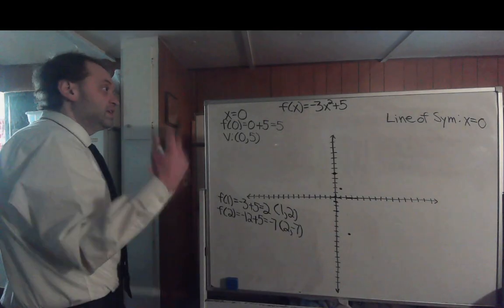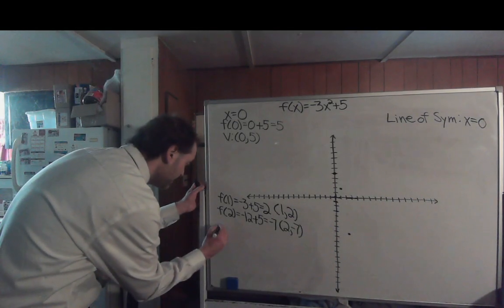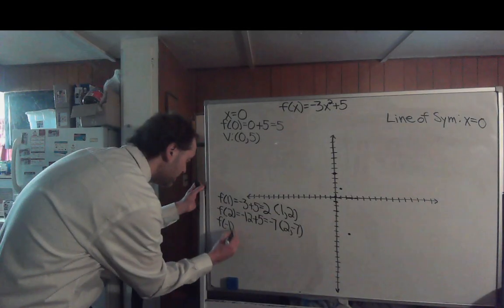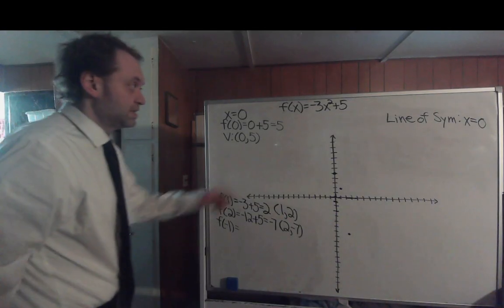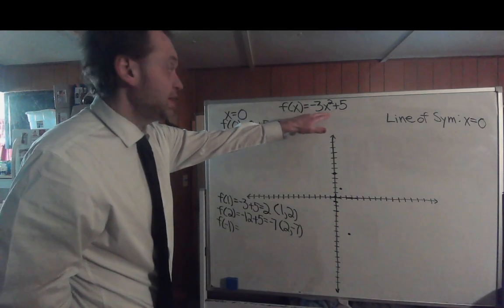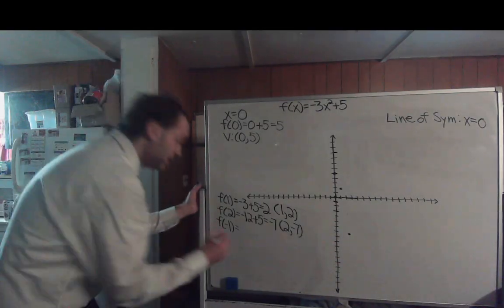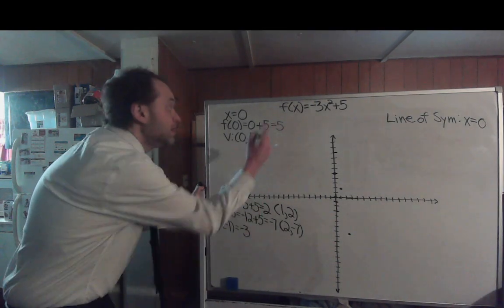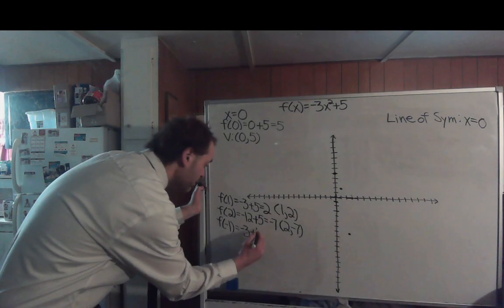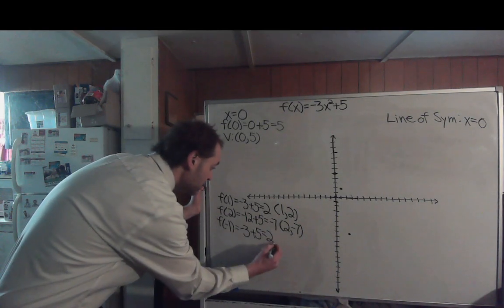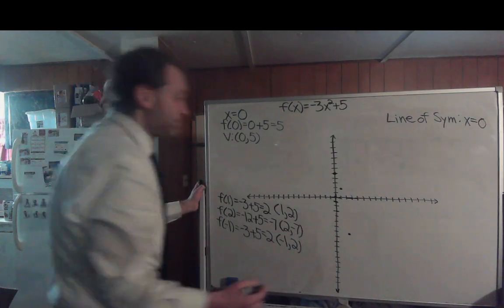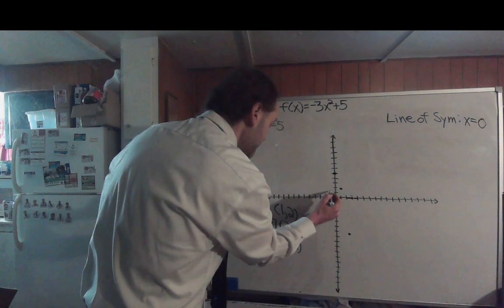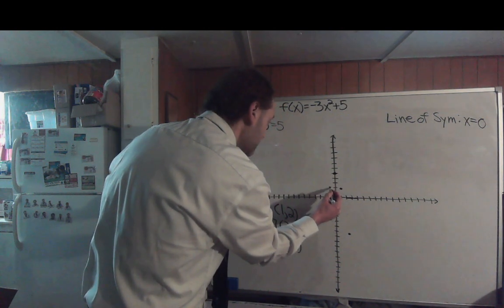Now let's go to the left of the line of symmetry. So put in f of negative 1. F of negative 1 is going to end up being, let's see, negative 1 to the second is positive 1 times negative 3 is negative 3. Then just plus that 5 would end up giving you 2. So you'll get the point negative 1, 2. So there's negative 1, 2 right there.